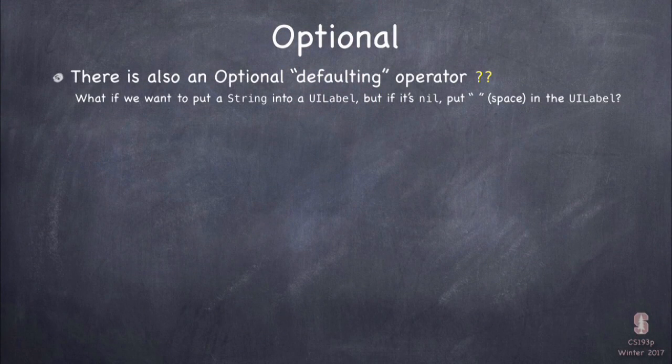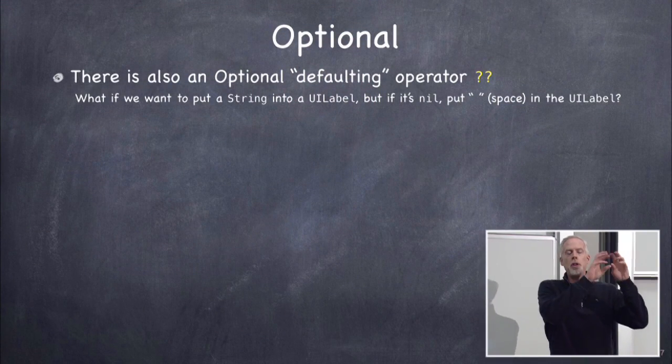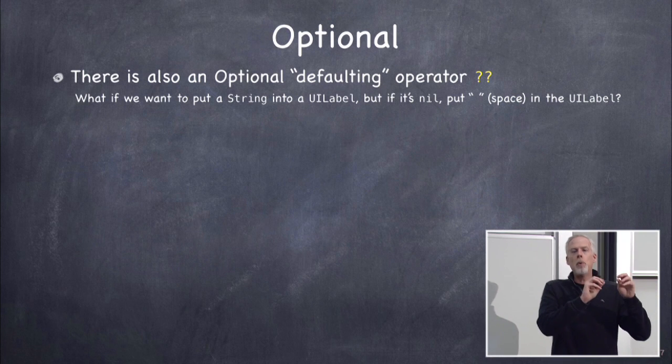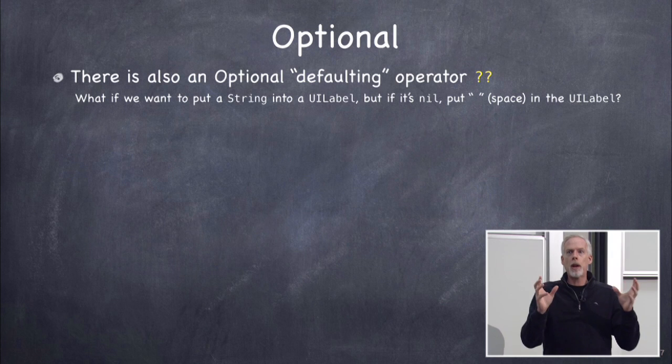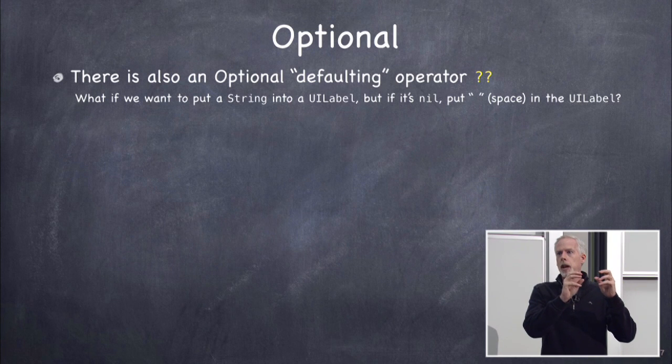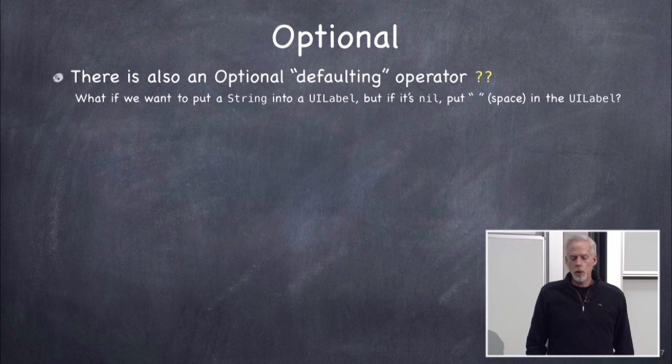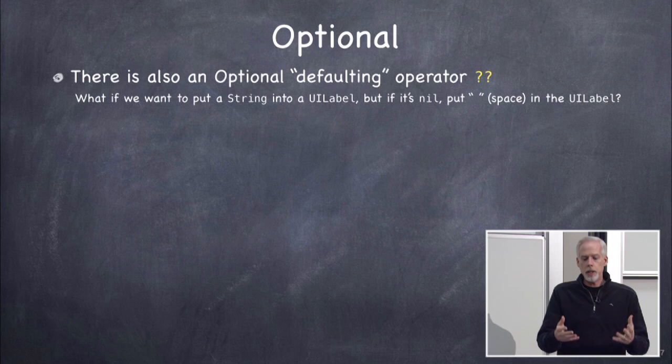Okay, another cool optional thing we can do is optional defaulting. So what if we wanted to put a string in our UI label, like in our display, but we know that if that string is nil, we don't want to put nil in there? What will happen to our label if we put nil in as the text? It'll collapse down, right? Probably most of you saw that. You have to put something in there, at least a space. So let's say I want to put a space in there if it's nil.